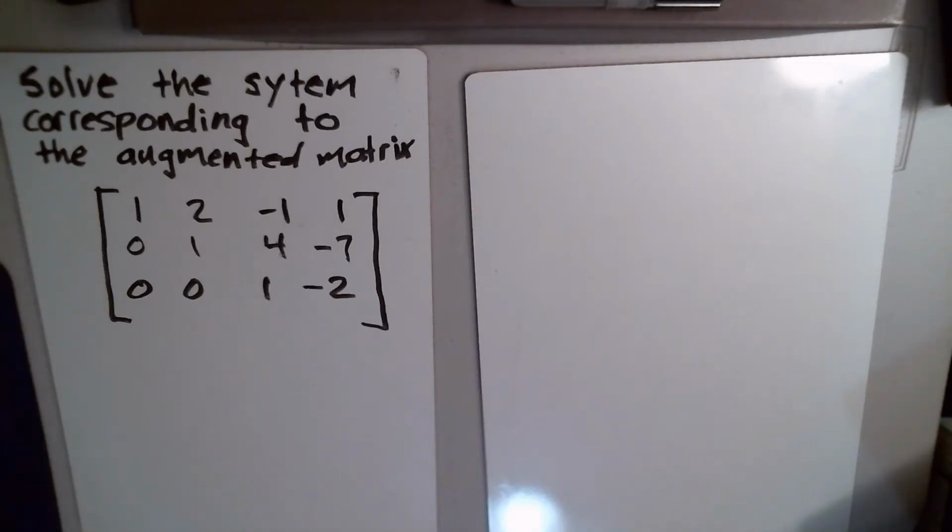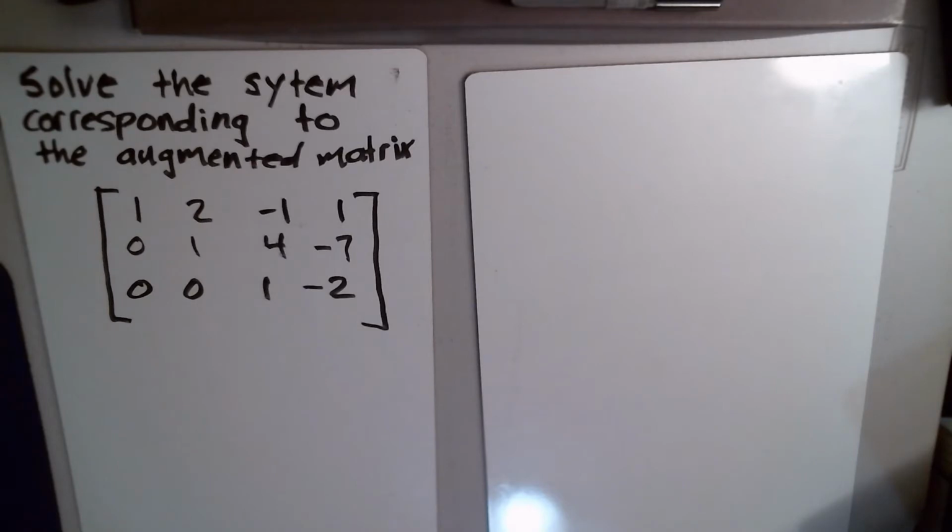Welcome back. So in this video, we're going to look at solving a system of equations where the corresponding matrix is in row echelon form. So hopefully this will help you see why row echelon form is nice. It's not quite as nice as reduced row echelon form, but it's a little bit nicer than just an arbitrary system of equations, okay? So I'm going to be looking at this problem. We're solving the system of equations corresponding to the augmented matrix that I have here, okay?